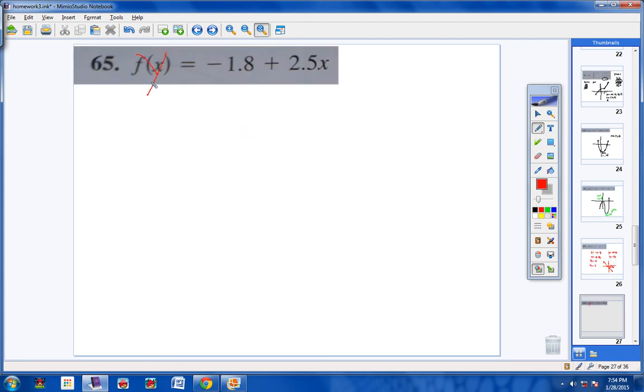This really could be a y. So where the x is, I'm going to put a 0, so the y-intercept, if you put a 0 in for x, would be -1.8, okay? If you put a 0 in for y, you'll have 0 equals -1.8 plus 2.5x. Bring the 1.8 over, make it positive. Divide both sides by 2.5, so 1.8 divided by 2.5 would give you 0.72 exactly. So the x-intercept is 0.72.